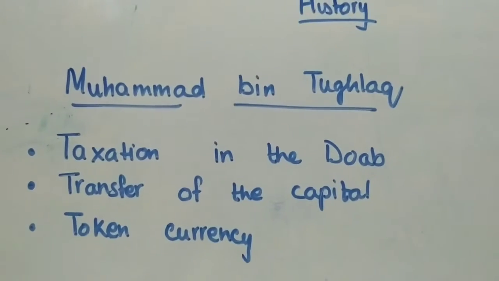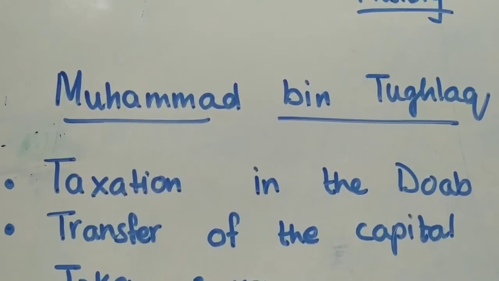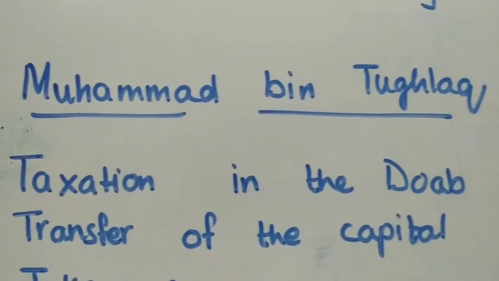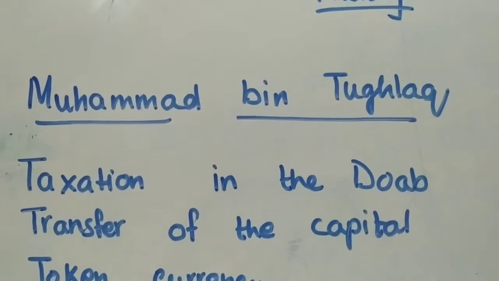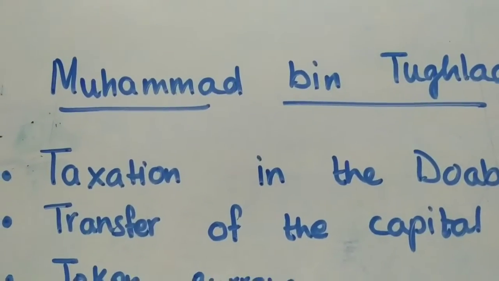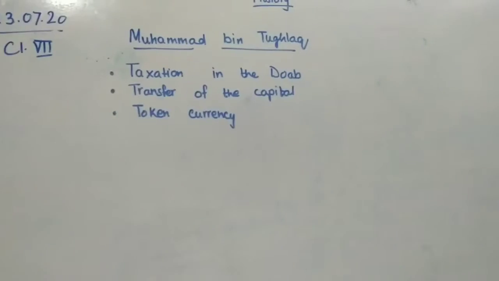Children, in the previous video we learned about Muhammad bin Tughlaq, Ghiyasuddin Tughlaq, taxation in the Doab, and transfer of the capital, and these two were a failure, right? Now let us see what happens in this scheme, token currency.